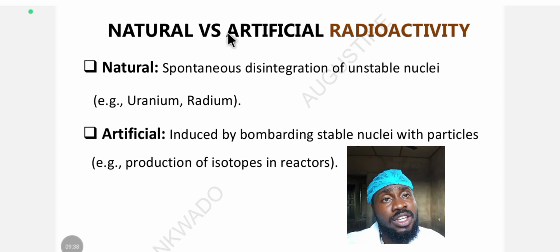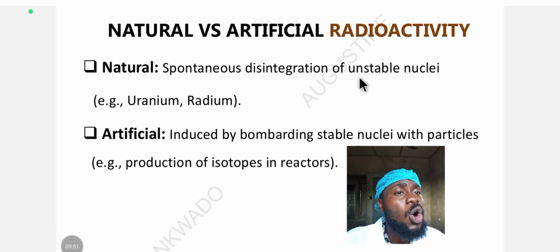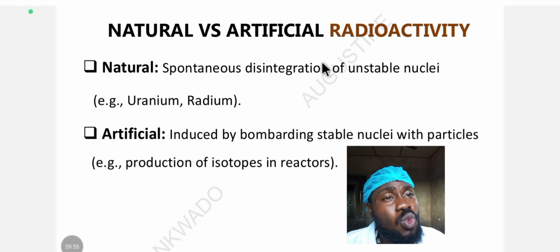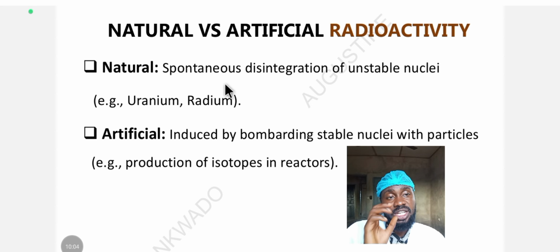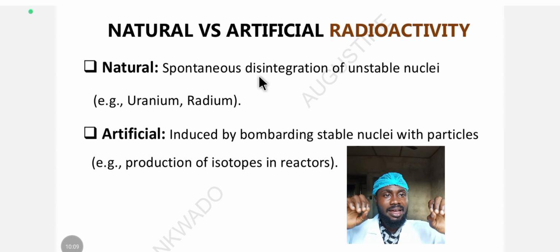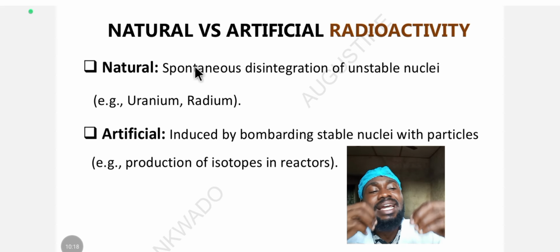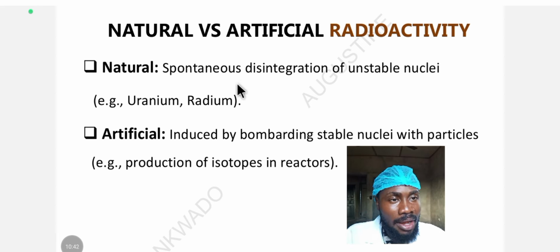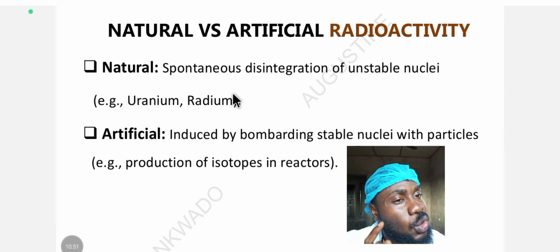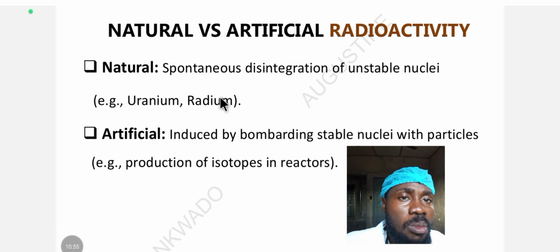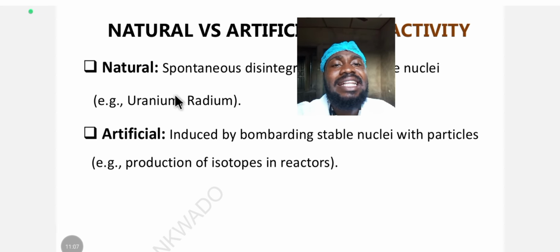So now let's look at the difference between the natural and the artificial radioactivity. Natural radioactivity is spontaneous disintegration of unstable nuclei. The natural radiation is the spontaneous what? Disintegration of unstable nuclei. So what's the meaning of spontaneous and disintegration? Let me put it in simple words, okay? Disintegration means to break, disunity, scatter. Spontaneous means natural. It's occurring on its own. Nobody enhances it with anything. So you can put this in simple terms by saying the natural, the unenhanced, scattering or disunity of unstable nuclei. That's what natural radioactivity is. And it is most common in elements like uranium and radium.